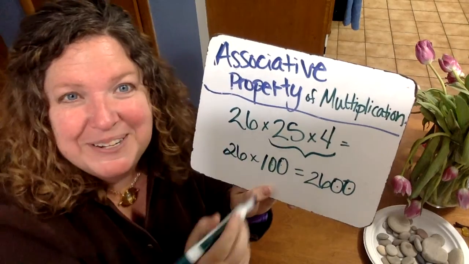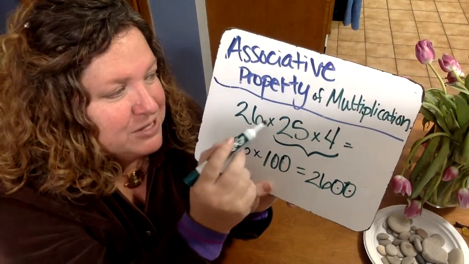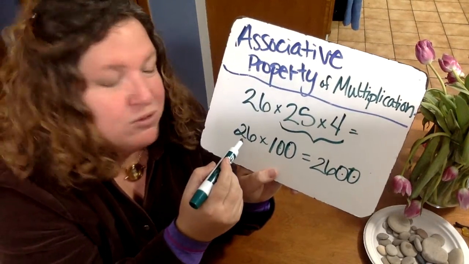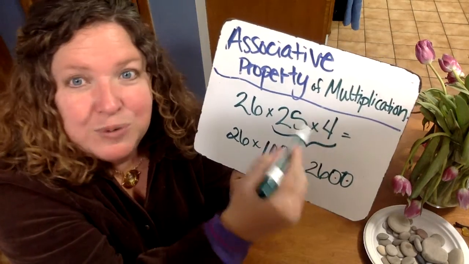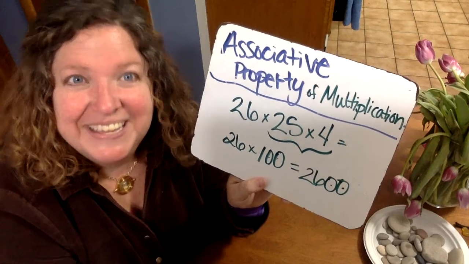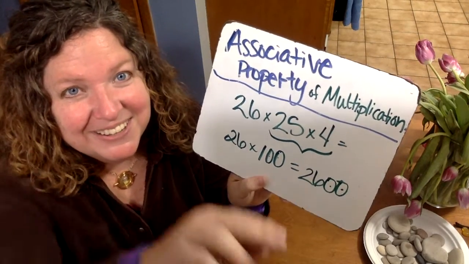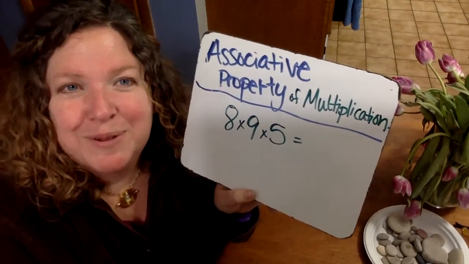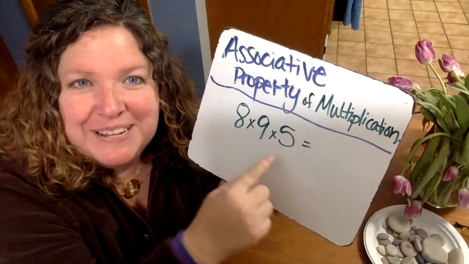So we didn't have to go and find our calculator to do 26 times 25 and then times 4. We could do 25 times 4 together, which is 100. 2600. That made the problem a lot easier. Let's try one more. What about 8 times 9 times 5?